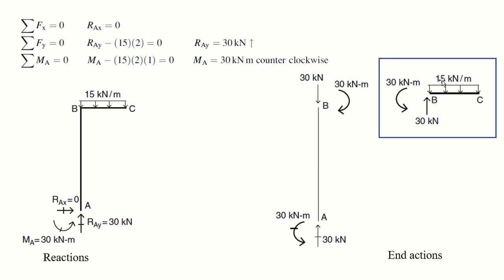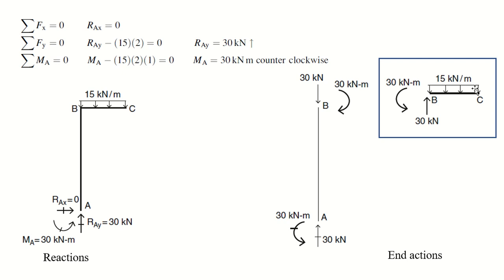You are resisting all the vertical load at point B. So what is your total vertical load? 15 into 2 meters, so 15 into 2, 30. So 30 kilonewton is acting downward, right? So you have to resist it. Summation of Fy means 30 kilonewton upward. So you have to apply it at point B, right?